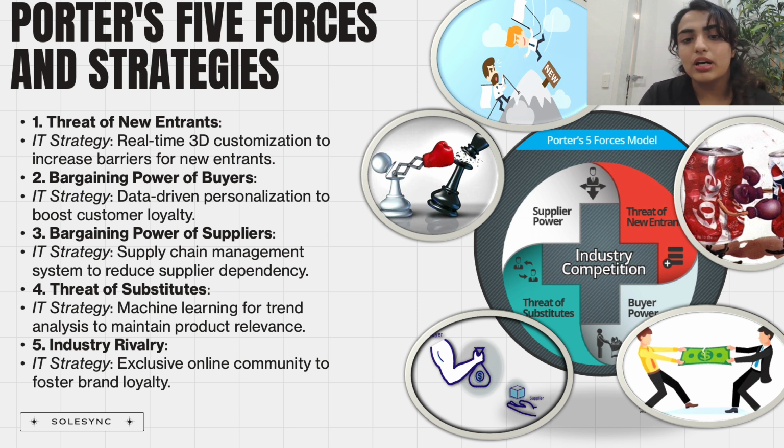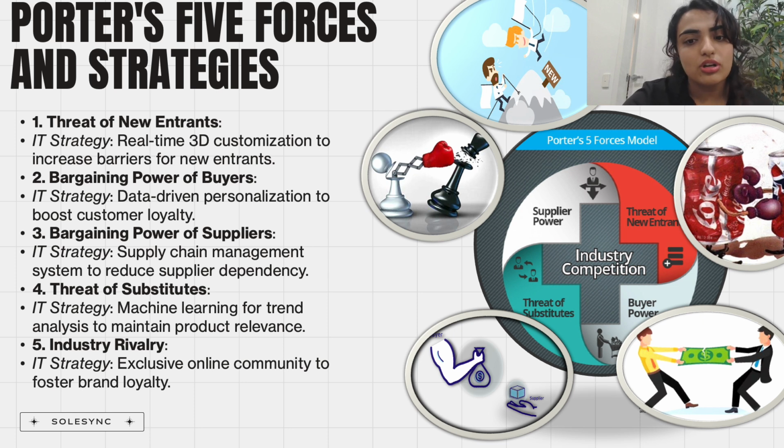Next, I'm going to talk about how we manage supplier power by integrating real-time supply chain data, giving us a greater control and reducing reliance on single suppliers. And having good relationships with the suppliers can help us to negotiate on better terms too.